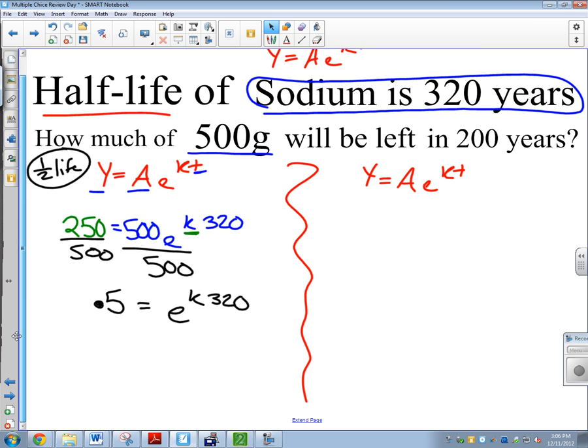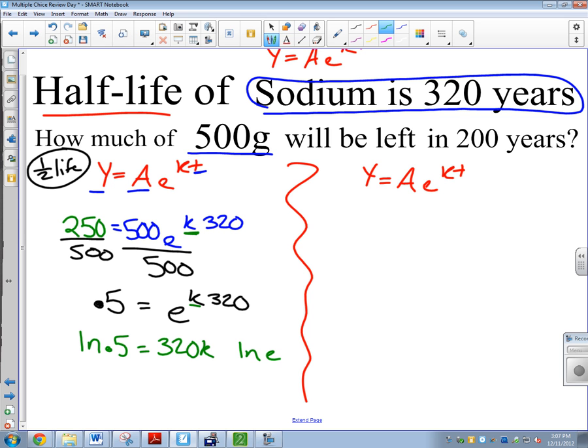So there's that. Next thing, I'm still solving for k. It's stuck up high. So to get it down, I'm going to throw logs at both sides. It's an e problem, so I'm going to throw natural logs at both sides. So natural log of 0.5 is going to be equal to 320k natural log of e. I've got natural log of e. Those two things are opposites. So since they're opposites, they go away. Natural log of 0.5 is equal to 320k. Next thing I'm going to do, divide by 320.